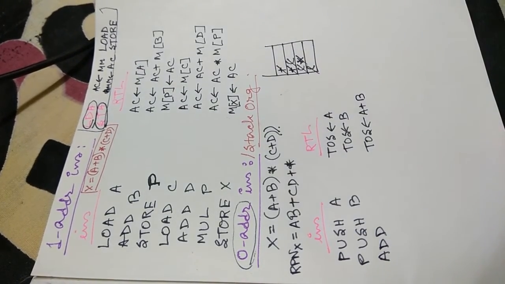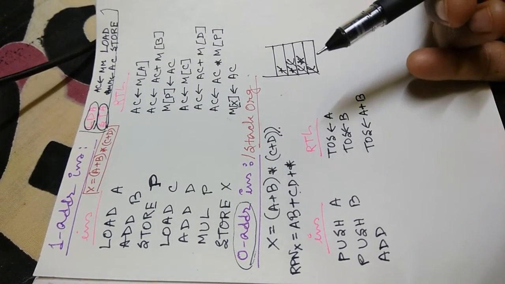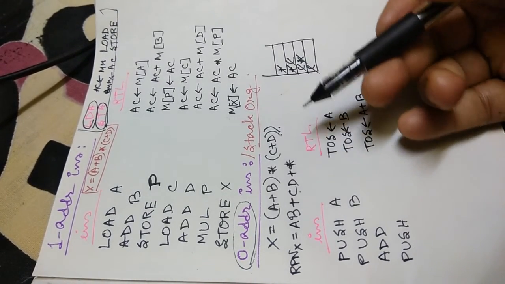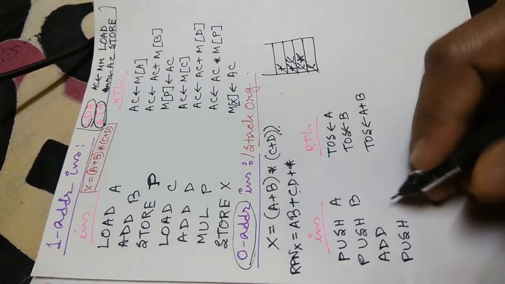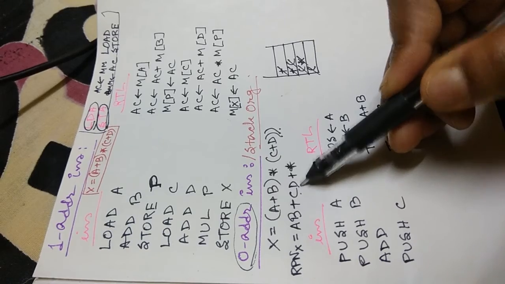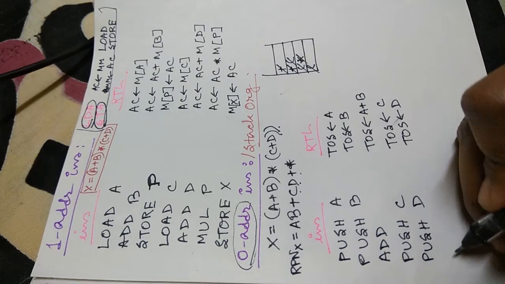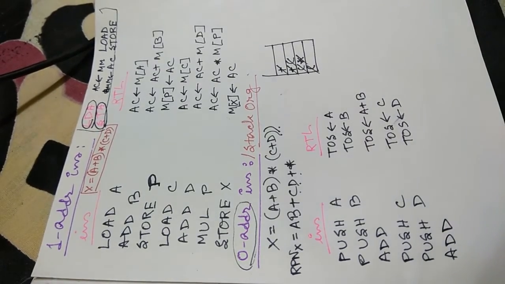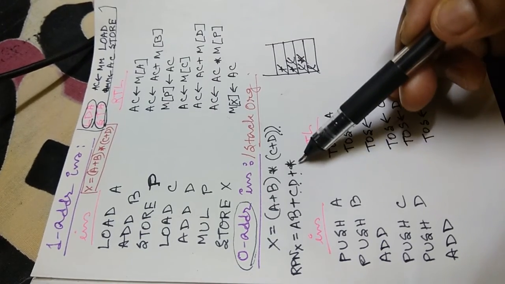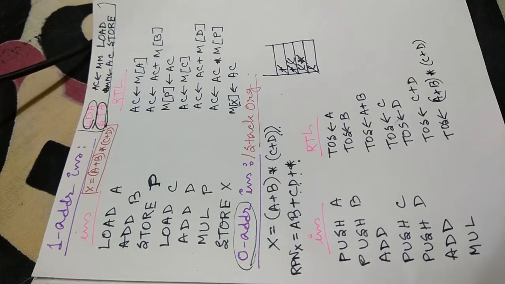Okay. Next is what? We meet C. That is an operand, so push it. I'm following the evaluation procedure in stack organization only, nothing else. Next is D. It is an operand, so push it, right? Next we meet plus, so write just add, right? Next is what? This asterisk. That means multiplication. Write MUL.